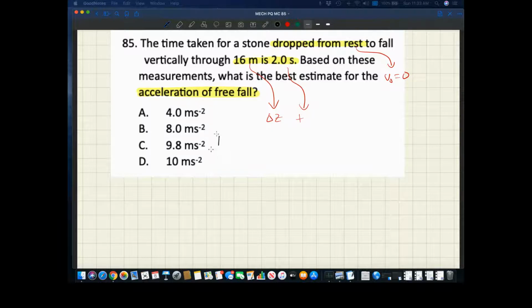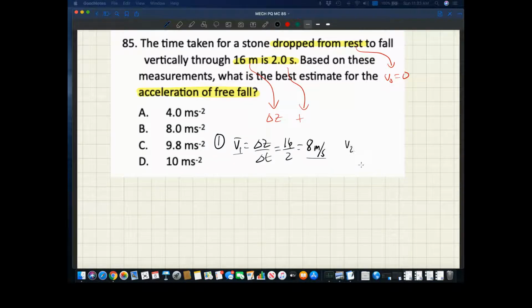And the first one is to always try to solve the problem using average velocity. So the average velocity in this case would be delta z over delta t. Now we know delta z is 16 and the time is 2, so that means the average velocity is 8 meters per second. So although we have the average velocity, that's still not the acceleration. We have a second, that's average velocity 1.